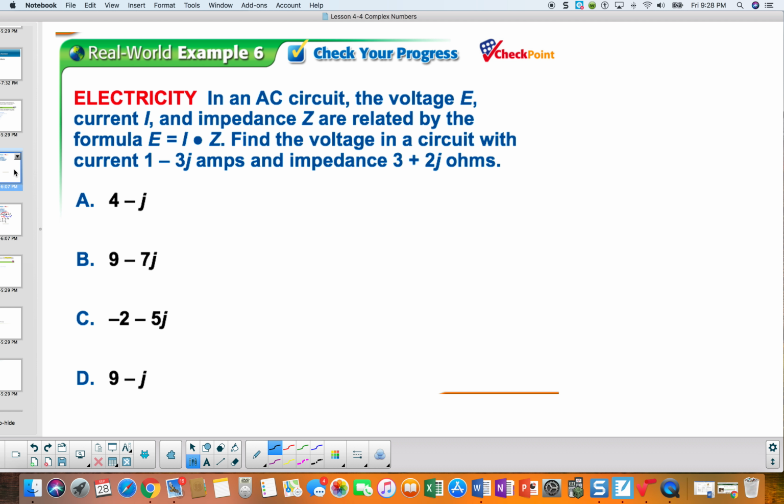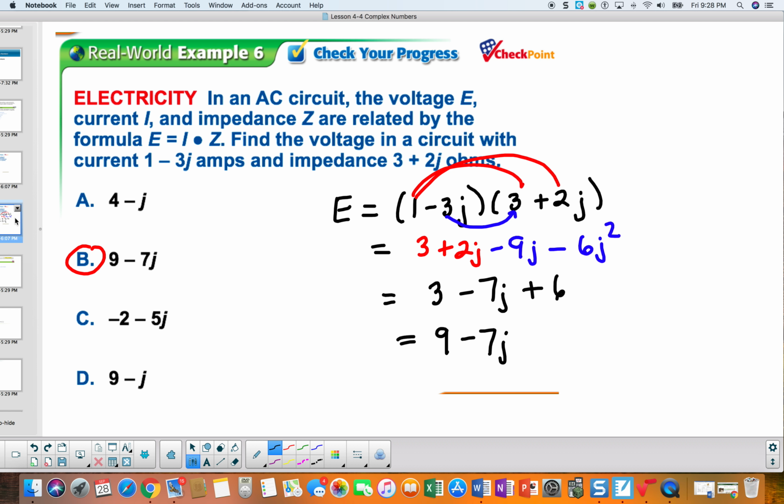All right, now let's let you do this. Stop the screencast and go ahead and multiply the impedance with the current. And here's the answer. Again, going ahead and distributing, combine like terms, and then the j squared is a -1, which becomes +6, and we can find the answer.